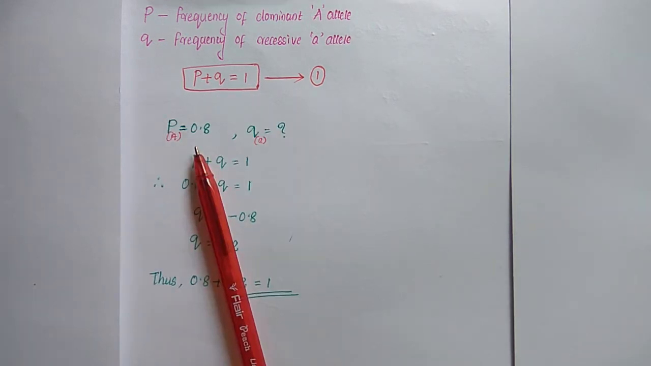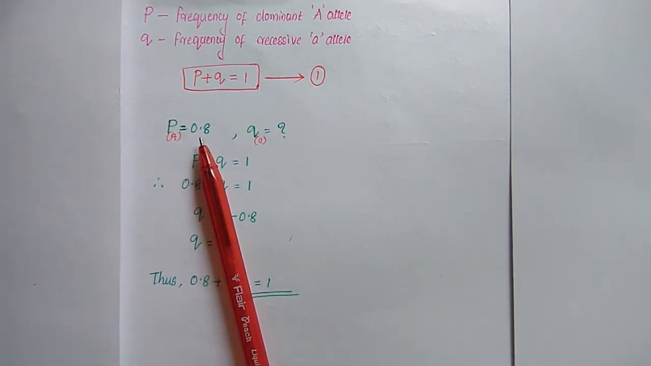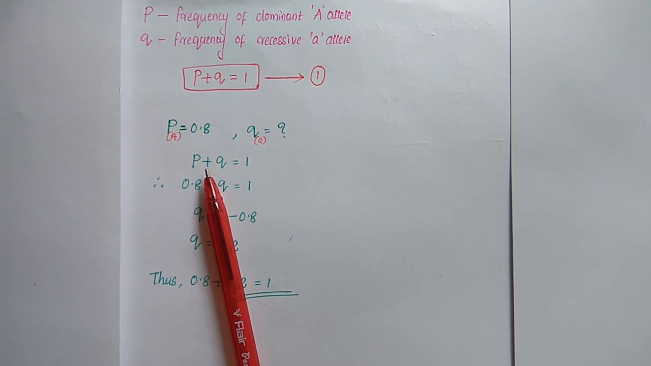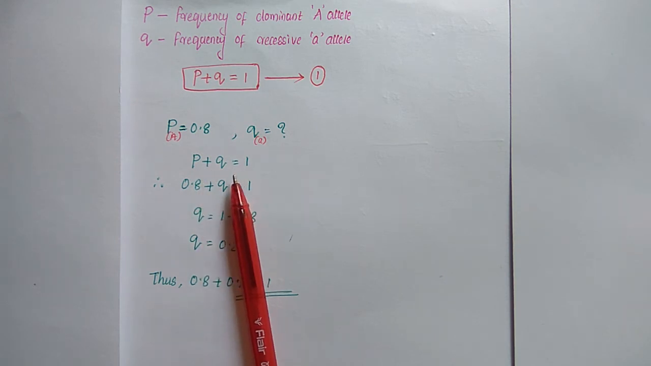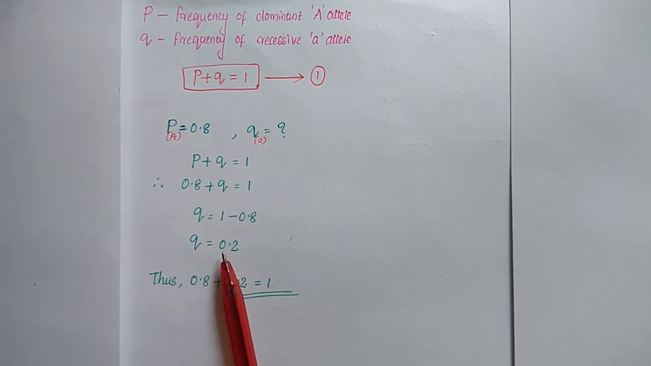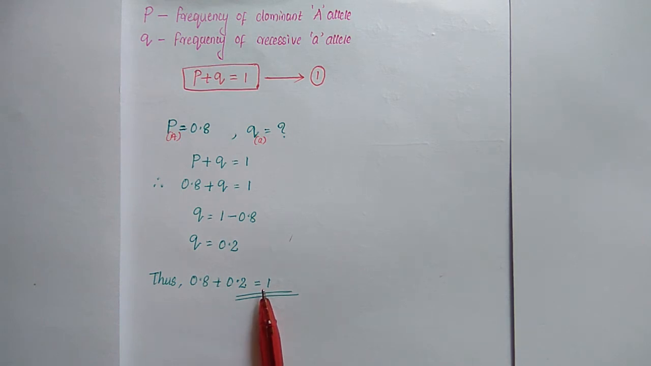Suppose the frequency of the dominant allele A is 0.8. Then we can calculate the frequency of the recessive allele a. We know that P plus Q is equal to 1, and the frequency of the dominant allele, 0.8, can be used in this equation. So we get Q is equal to 0.2. Thus 0.8 plus 0.2 is equal to 1. And this was the case for allele frequency.